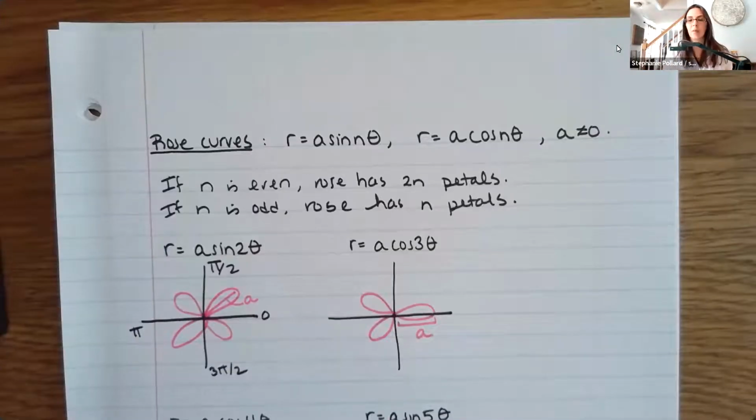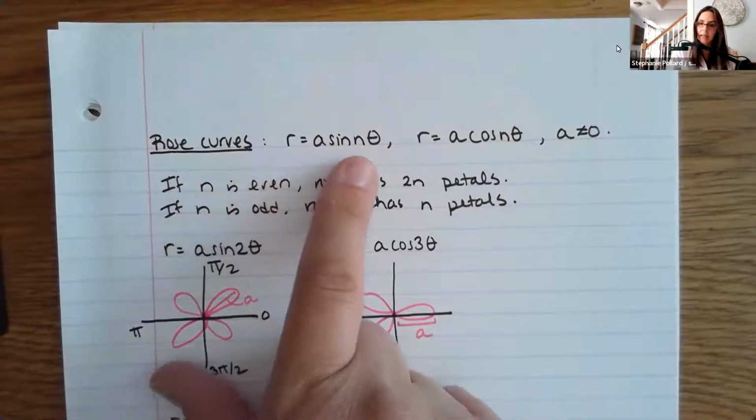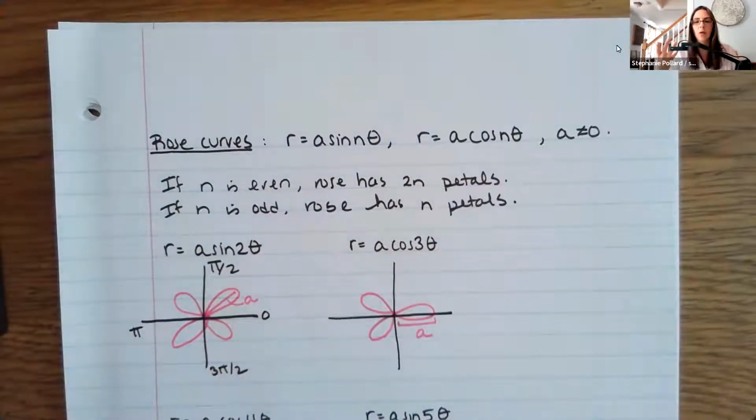And there's other shapes that can be formed too using these polar graphs. Another kind of shape would be rose curves. And rose curves can have different petals. So I'm going to do an example in a second, but the way that the equations look is r equals a sine of n theta or r equals a cosine n theta. So maybe it's like 2 theta or 4 theta or 5 theta or something like that.